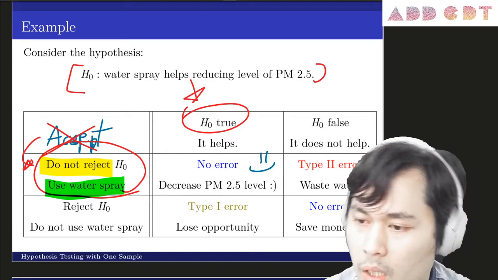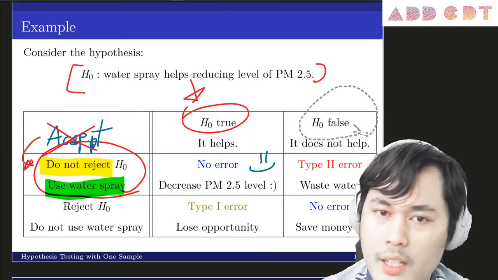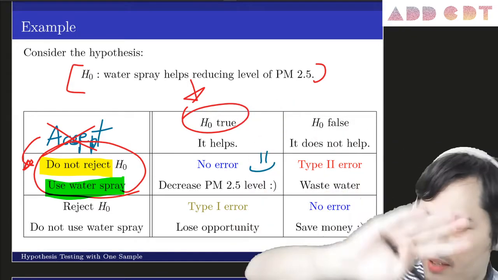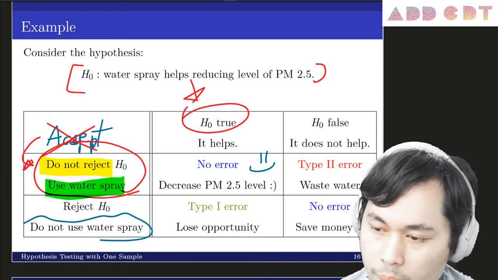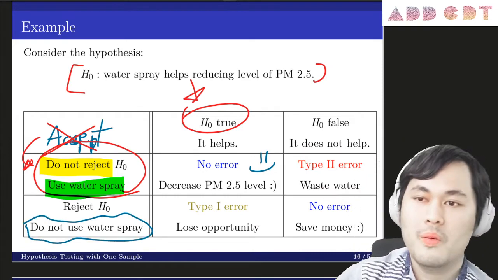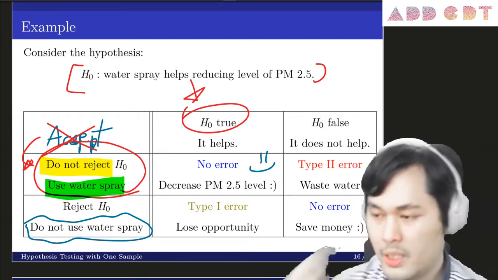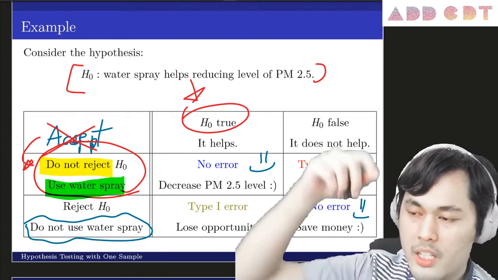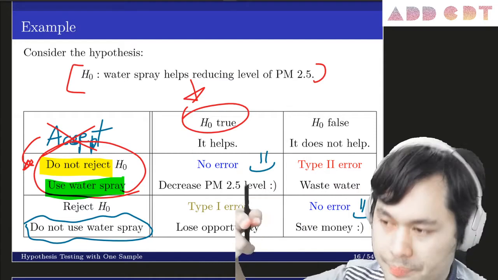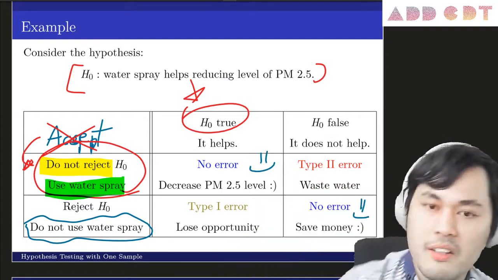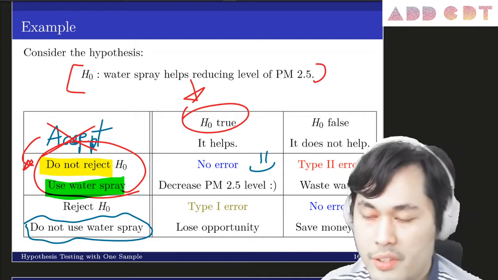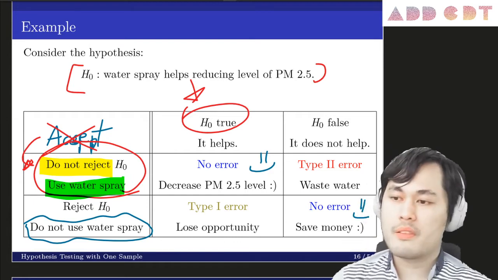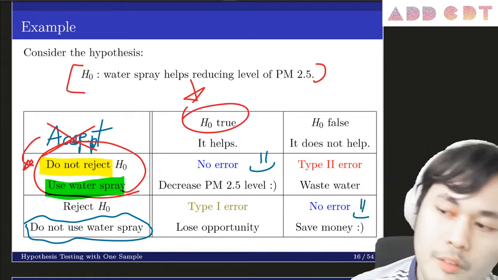On the other hand, if this happens to be false, and we reject, right? We think, okay, that doesn't help. There's no way it can help, and we reject that. It means we don't do anything about it, right? Because if it's false, then what's the point of doing it in the first place? In that case, if we happen to be correct, then we will be in this scenario in the bottom right. There's no error here. It is false, and we reject it. That means we save money. We save resources. We can spend our resources to do something else, trying to help reduce the level of PM2.5.